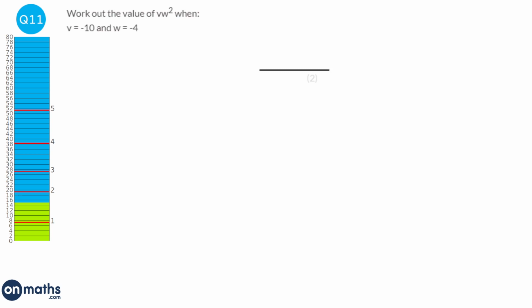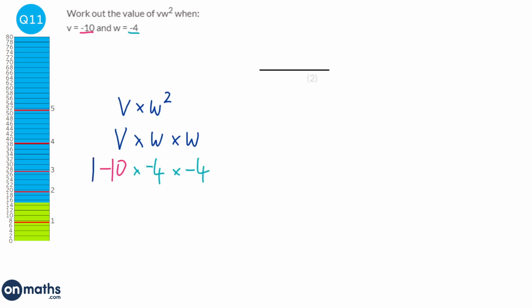Let's rewrite this expression, but with a times sign in, so v times w squared. Now w squared just means w times by itself, so we can rewrite that as v times w times w. Okay, so we know v is -10, so -10, and we know w is -4, so it's times -4 times -4. Okay, so when you multiply, it doesn't matter which order we do it. So what I'm going to do is just do these ones first, and I'm going to ignore that times -4 at the end.